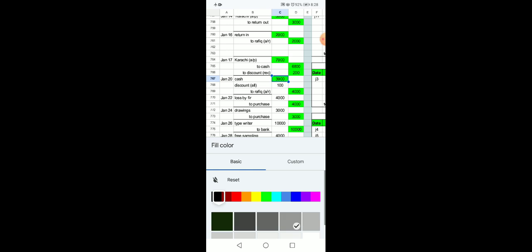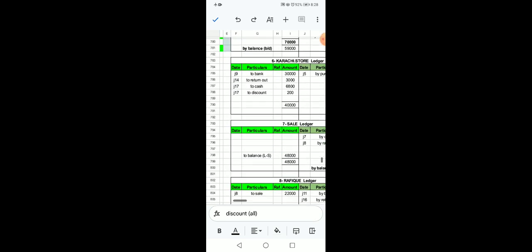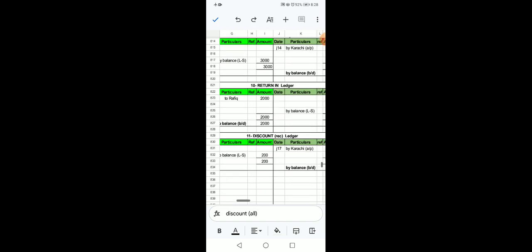January 20, you can see here we have already posted 3900. So mark it as it has been done. It was missed in previous making of ledgers. Next is discount allowed. It is unmarked. So now we are going to make discount allowed.